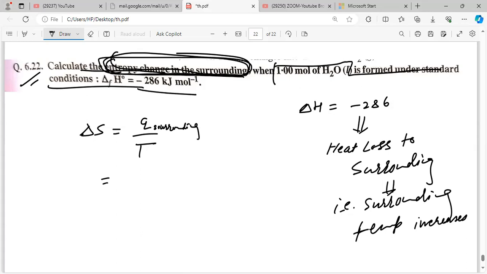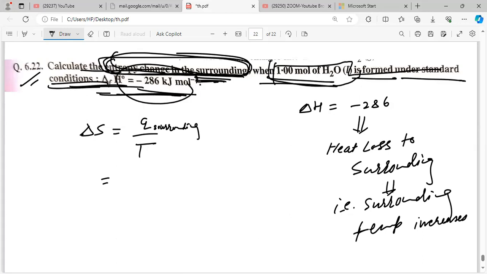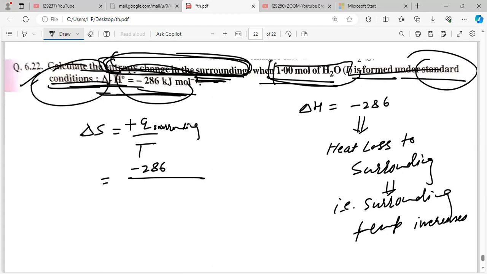Why? Because they are not asking the entropy of water. They are asking the entropy of the surrounding when 1 mole of liquid is formed. So the standard enthalpy condition means this much energy is released, and this released energy is absorbed in the surrounding. So the surrounding will be positive: positive 286 divided by the temperature. What is the standard condition?